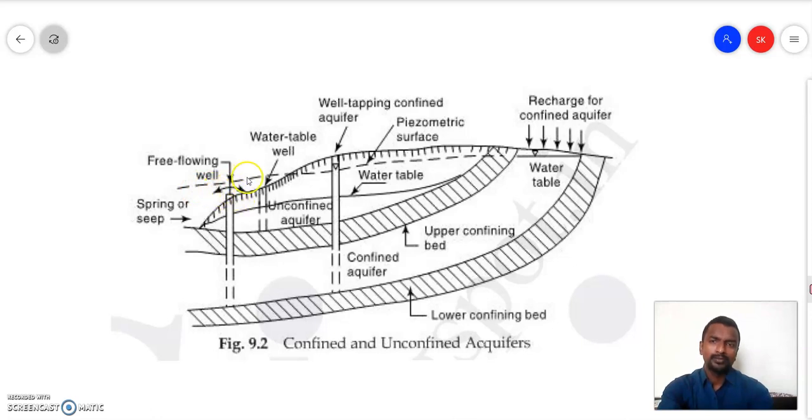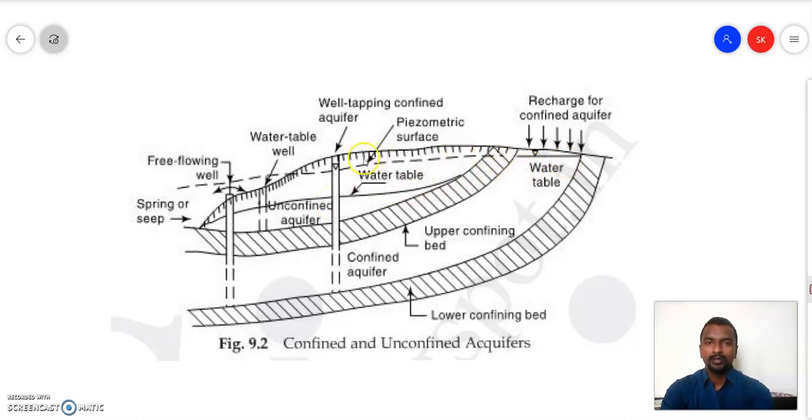Here you can observe that there are a few locations where we observe such wells, that without any pump the well will flow, because it has a piezometric surface higher than the ground surface. Such situations occur in the case of a well taken in a confined aquifer only, where the piezometric surface is higher than the ground surface. So from these wells we have got a few concepts. There are a few more terminologies.